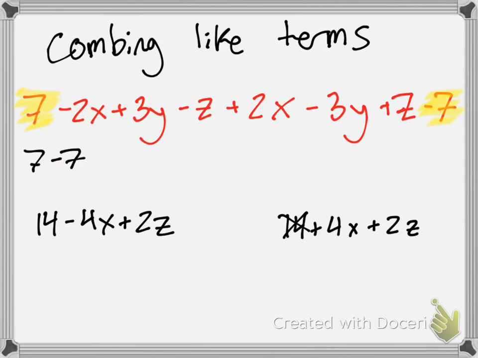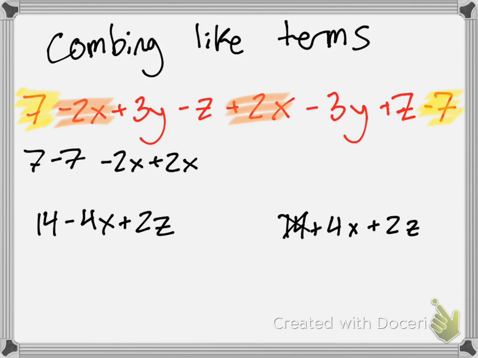Let's go to our next one. Here, I've got negative 2x because I need to care about the operation before it, and I have positive 2x. So I'm going to keep rewriting that. Negative 2x plus 2x.